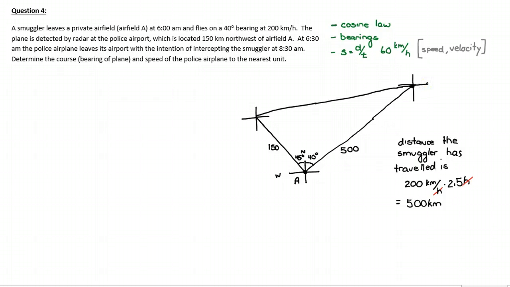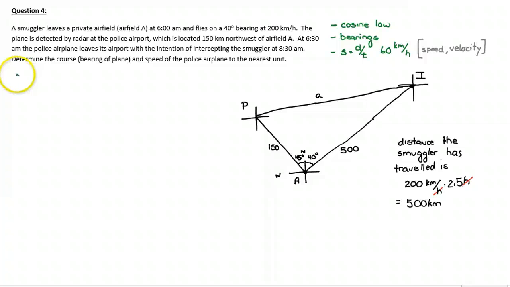That is where they're going to meet. So this is airfield A. Let's call this the police station P. And then let's call this location I for interception. Okay? So if we want to know the speed of the police airplane and the bearing, we need to figure out a couple things. Let's start with the speed. So if we can find distance PI, what that means is I'll know how far the police plane has traveled, and I know the police plane has traveled for 2 hours, so then I can find the speed.